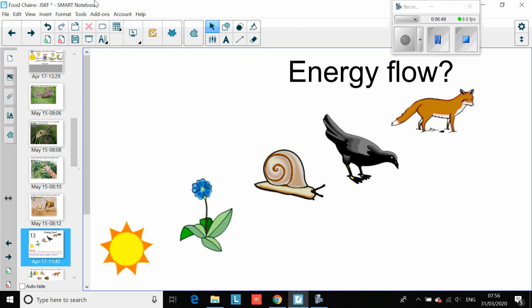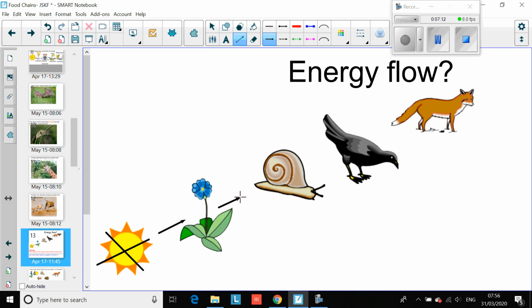Okay, now it starts getting a little bit tricky. Firstly, it always starts with the sun, but actually usually we'd start with our producer. So I'm actually going to just cross that out for a moment. We don't really need the sun. Okay, well, we do, but we don't start the food chain with the sun. We always start the food chain with a producer. So what the arrows show is actually the direction of energy. And as you can always see, the energy moves up the food chain.